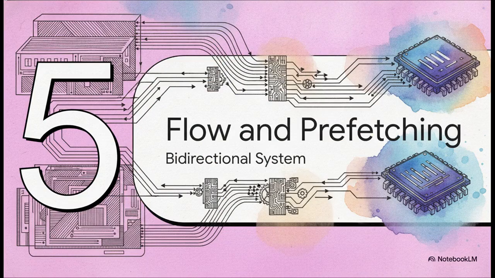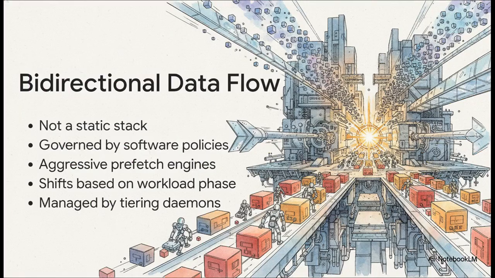Section 5. Data flow and prefetching, the bidirectional system. So how exactly does data travel across this vast landscape without starving those incredibly expensive GPUs? Well, it's not just some static stack where data goes to die. It's a highly dynamic, bidirectional system governed by smart software policies. Managed by tiering daemons and driven by super aggressive prefetch engines, data is constantly being pushed inward during training and pushed outward during checkpointing phases.